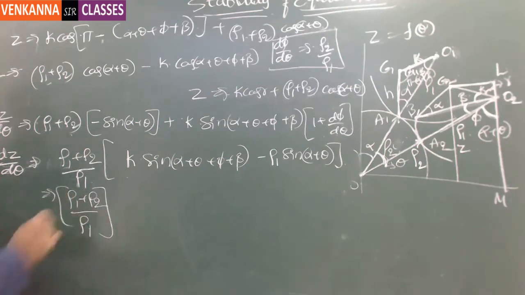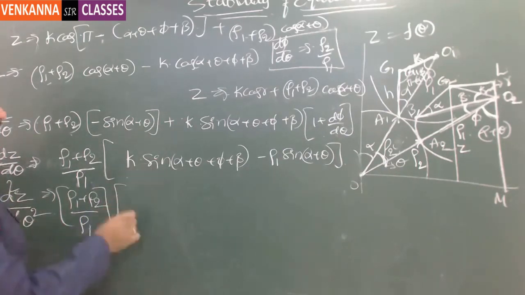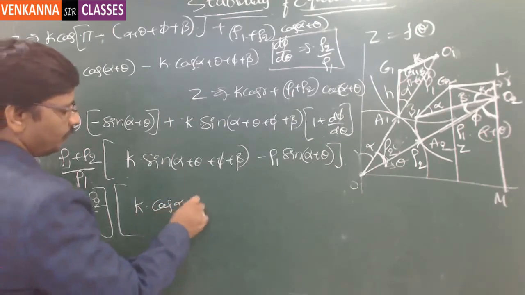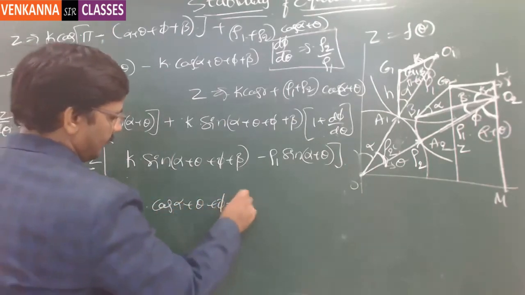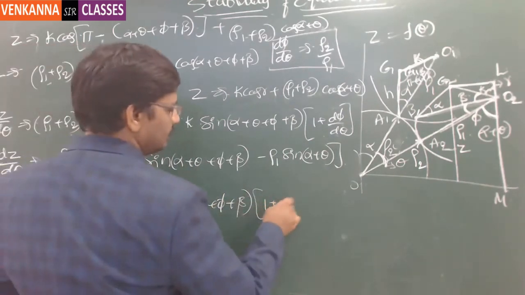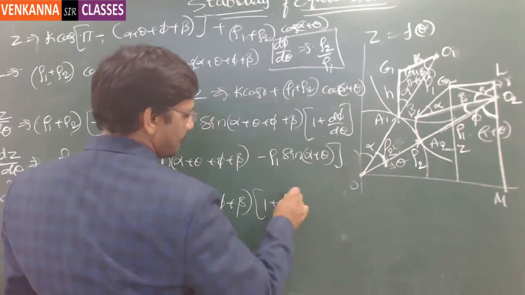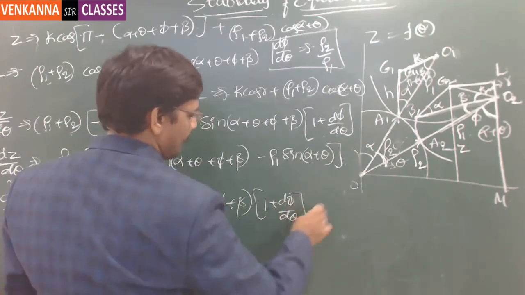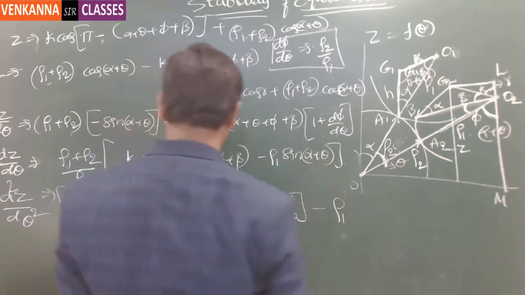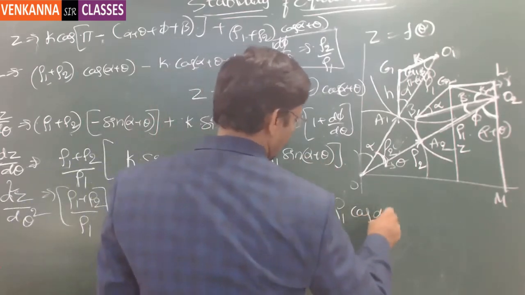Now I take the derivative of this again, d square z by d theta square. If you take it, the derivative of k times sin is cos(alpha plus theta plus phi plus beta), and the derivative of the inner part is 1 plus d phi by d theta, minus rho 1 times the derivative of sin, which is again cos(alpha plus theta).